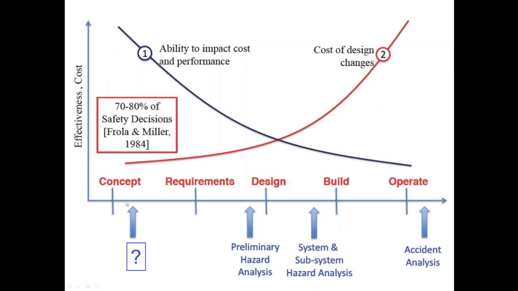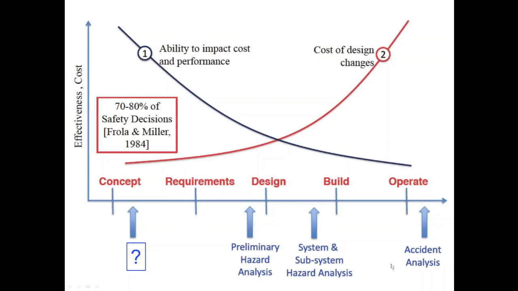If you look at this graph, on the x-axis we just have the stages of development: concept, requirements, design, build, operate. And on the y-axis is effectiveness and cost. And as we all know, finding a problem early costs almost zero to fix. The later you get, the increased cost of rework, of changing a problem that you've already had, becomes astronomical. It becomes enormous. It goes up exponentially.